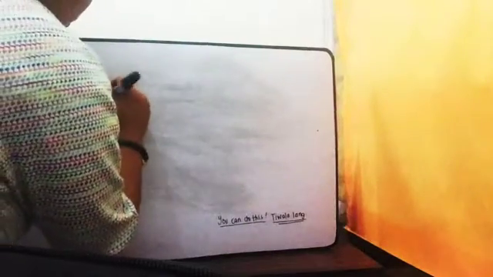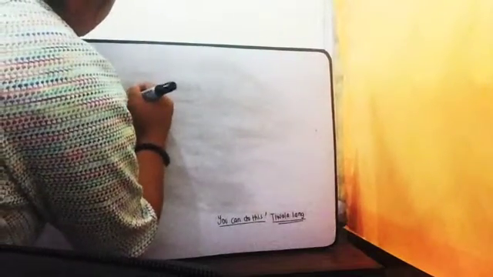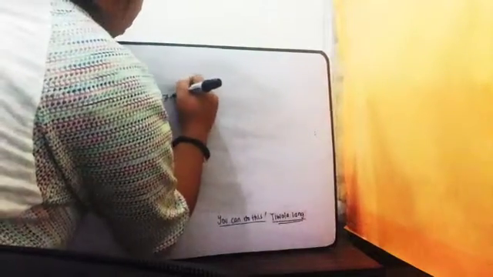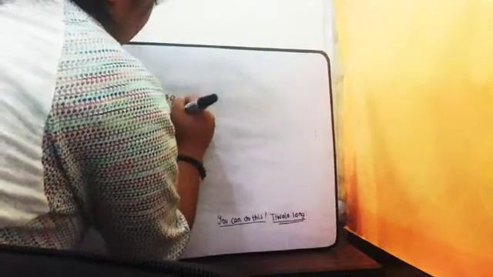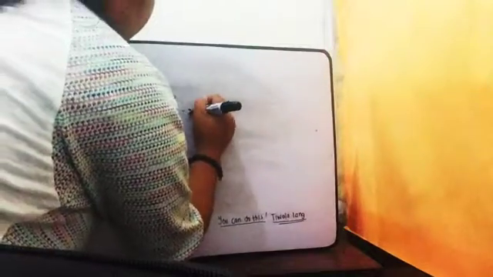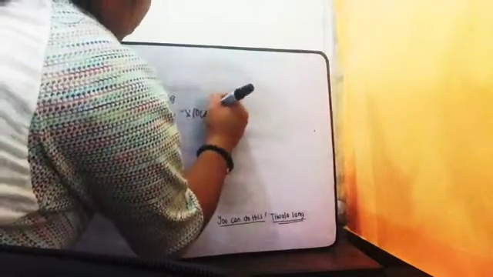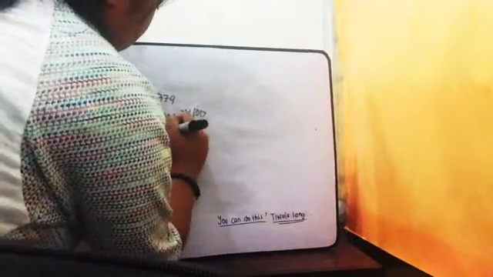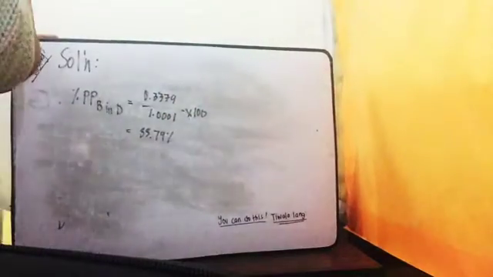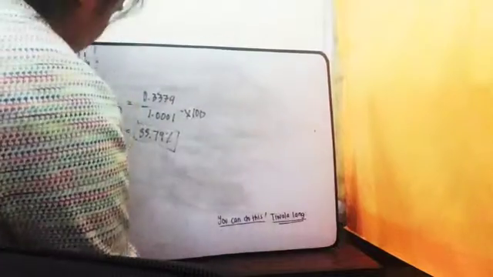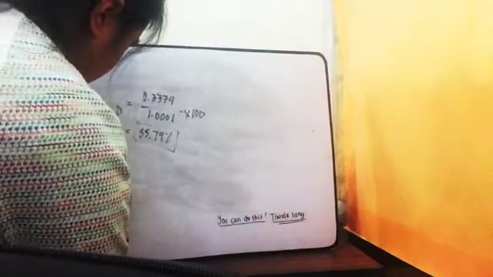Next, the percent purity of benzene in the distillate. So percent purity is equal to the composition over the total times 100. So 0.3379 over 1.001 times 100 is equal to 33.79%.